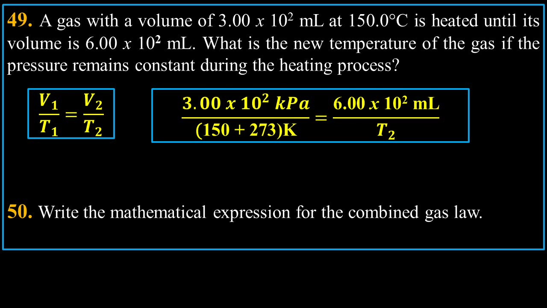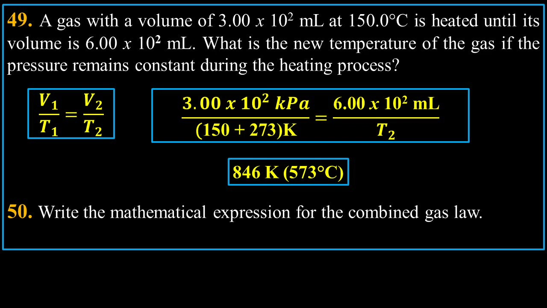So now I simply say, that's 150 degrees plus 273 Kelvin. That's the change for temperature, and we're looking for T2. And T2 is, we're going to cross multiply and divide, and then T2 is going to be 846 Kelvin, which is 573 degrees Celsius.